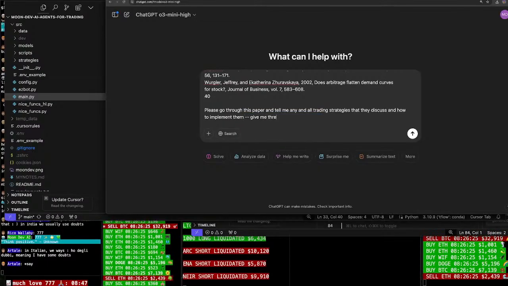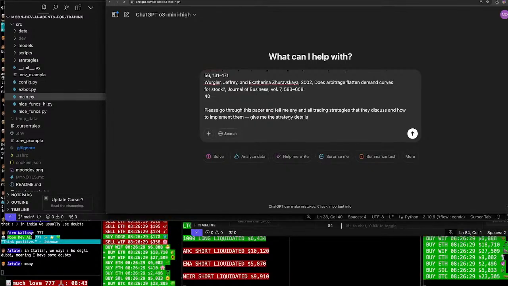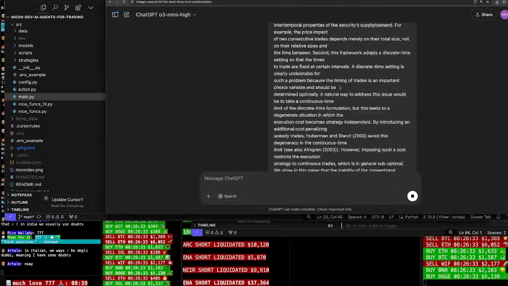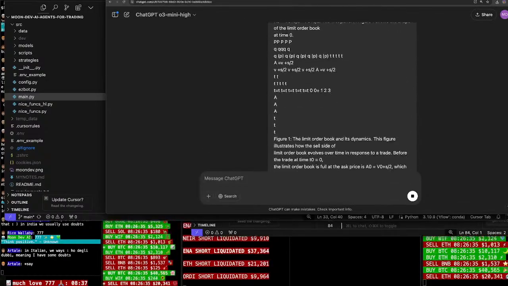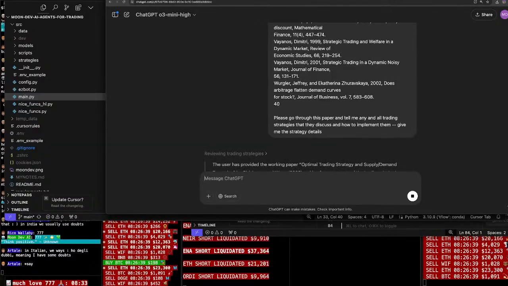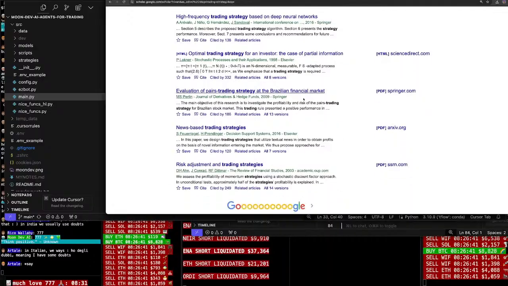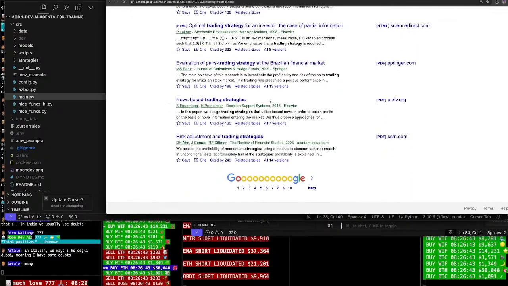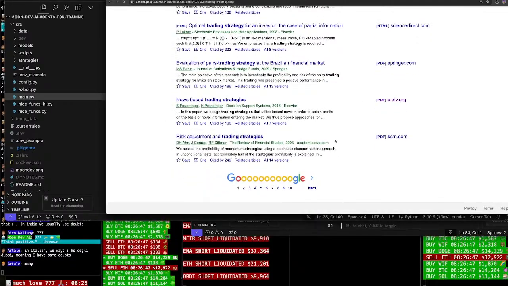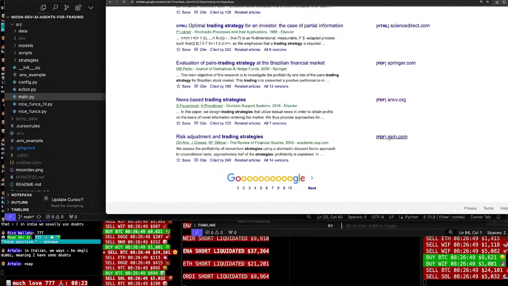Give me the strategy details. Okay, sick. So while that's running, I can go here and, you know, that's like a big paper here. And we can just keep going through these. And there's literally like news-based trading strategies. This is a great way to kind of get onboarded into trading strategies here.